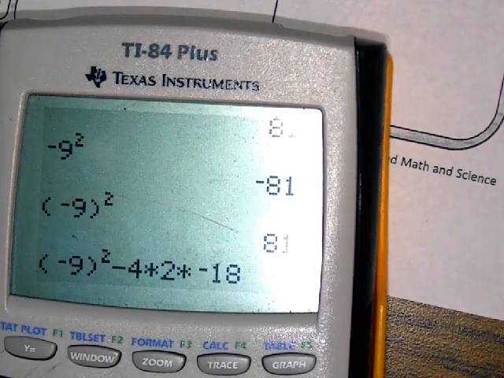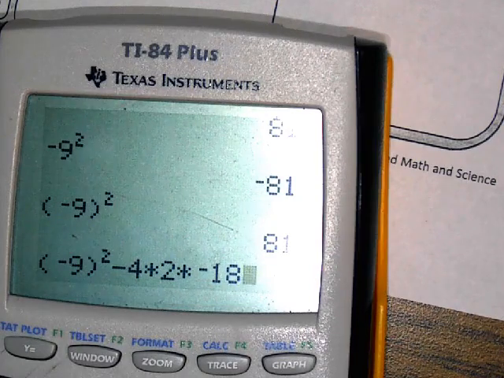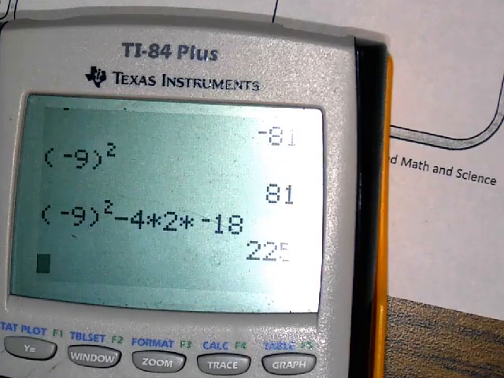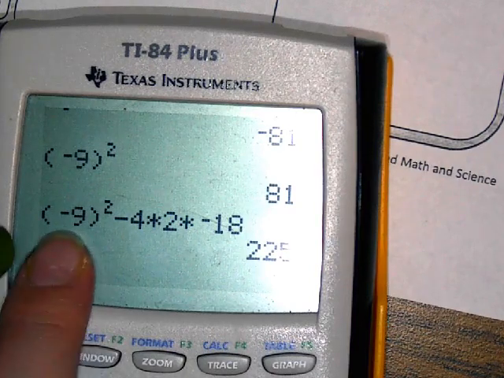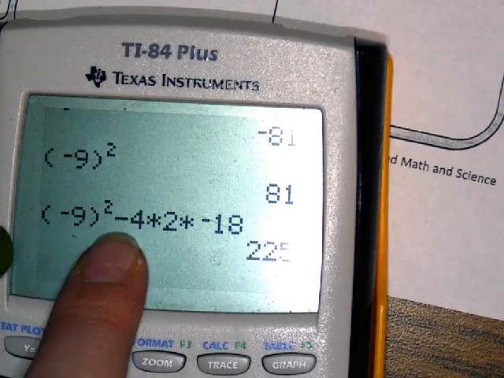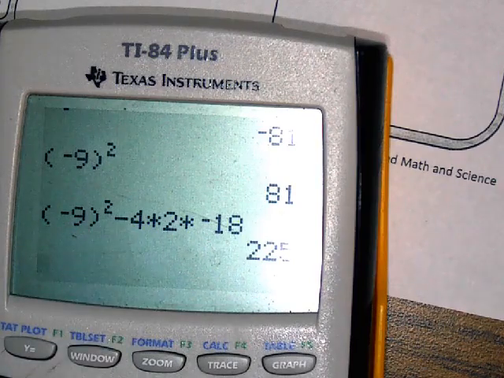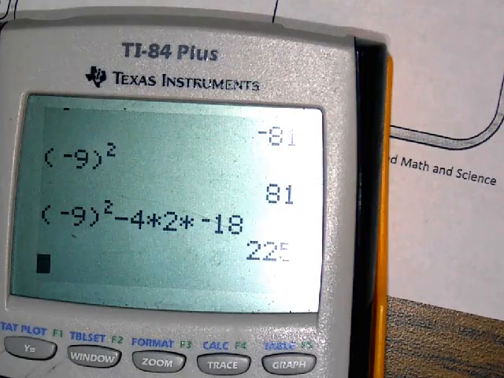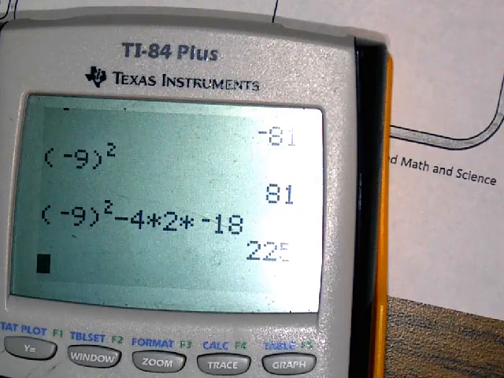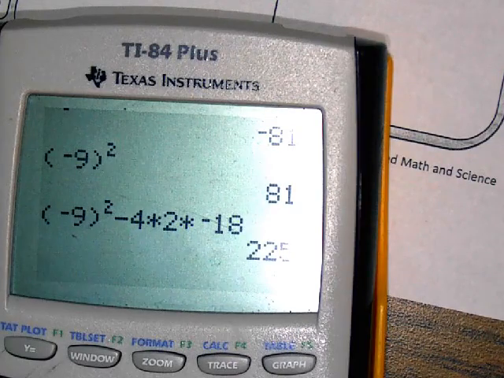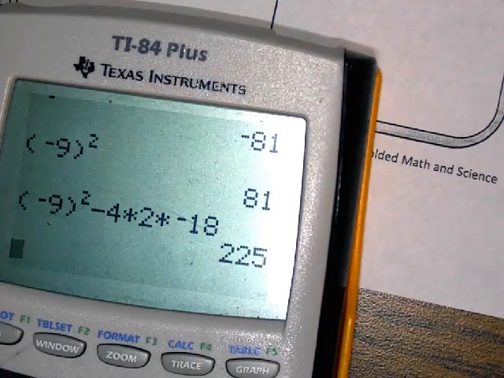And what did you guys get for the discriminant? 11,000. So be careful about your negatives versus your minuses. You'll notice, too, that the negatives are really short. The minuses are a little bit longer. 225. Negative 9 minus 4 times a times c. Your minus 4 is a negative 4. See how short it is? So what your calculator did is it multiplied everything. Okay, so 225 is what we should have gotten.